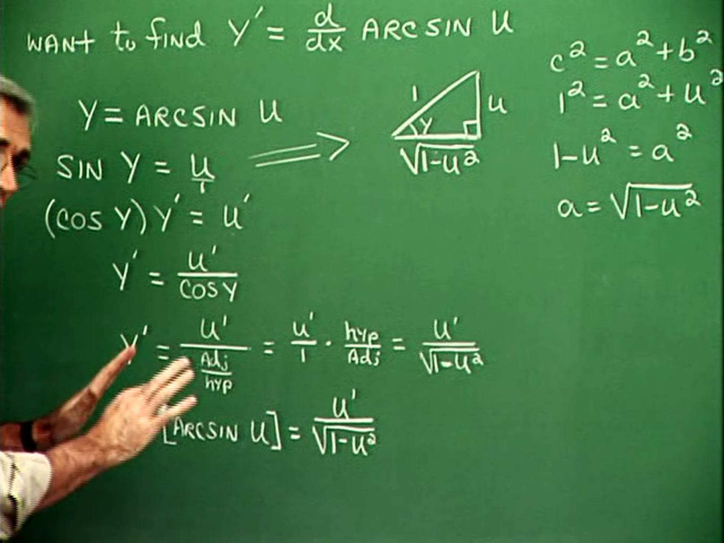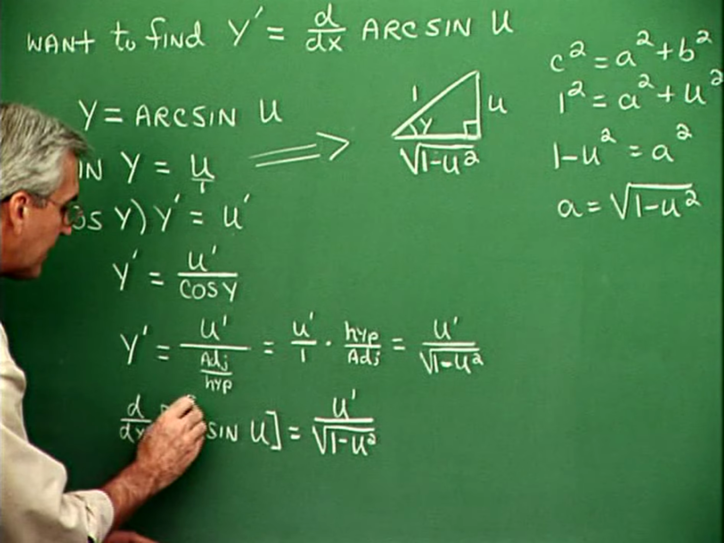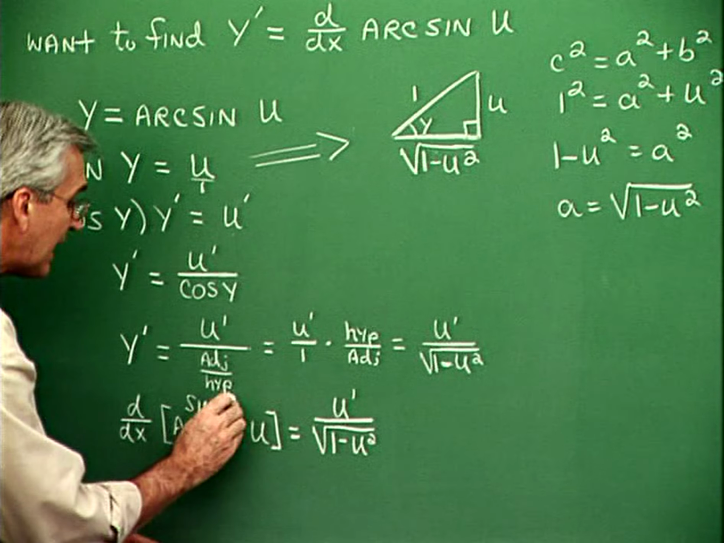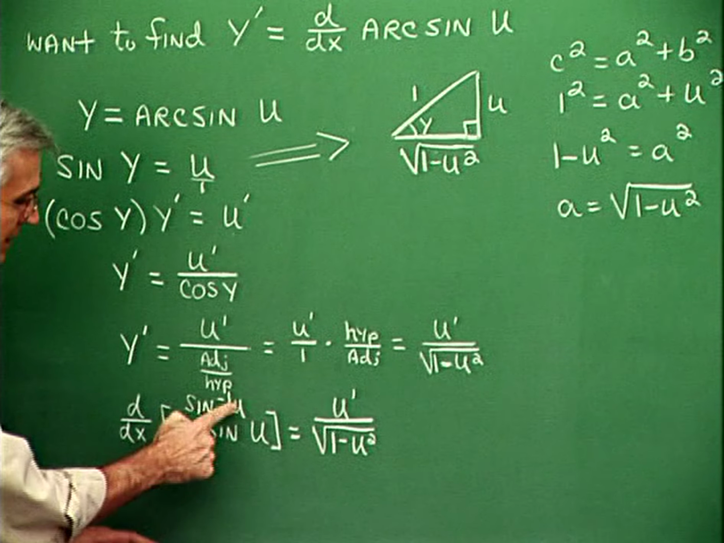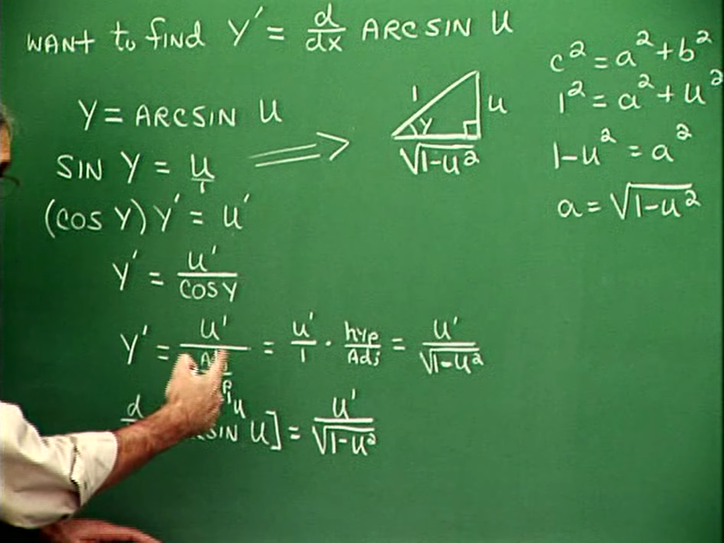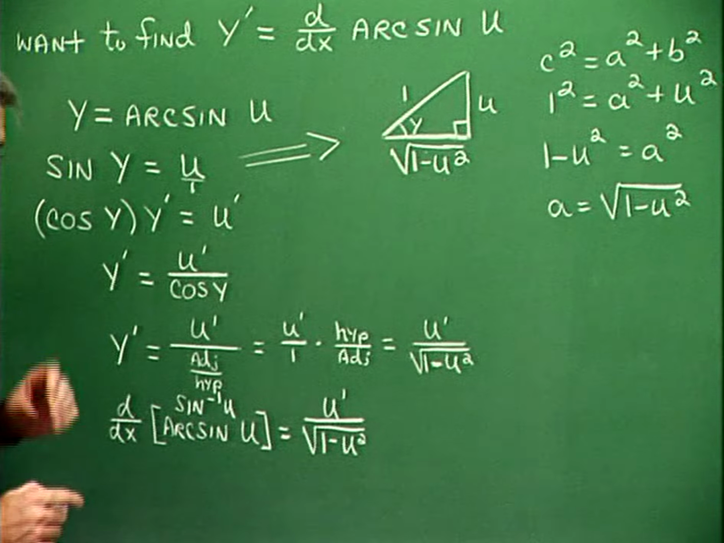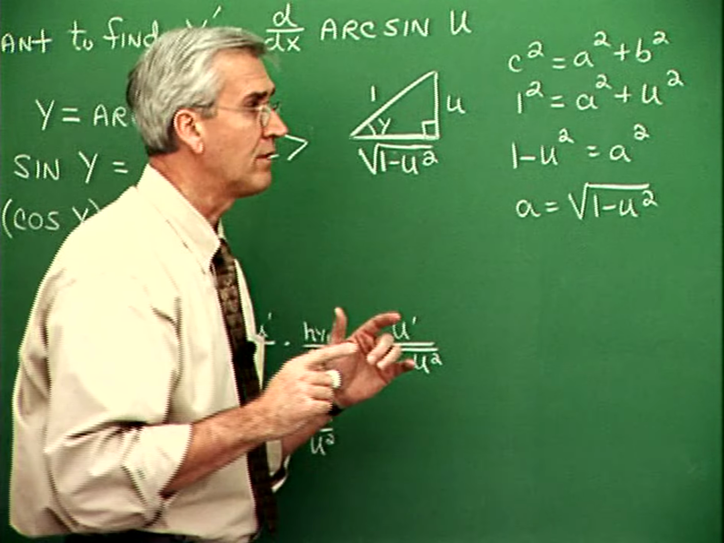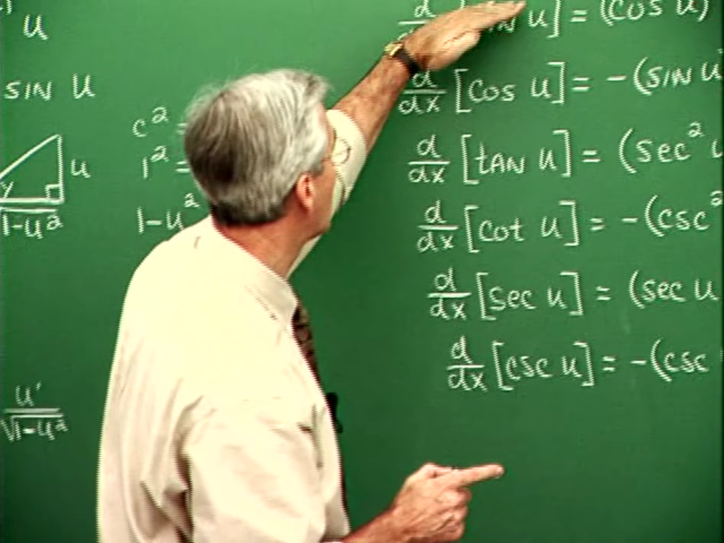Now, the other notation that can be used here is that this is sine, or the inverse sine of u. It's a little shorter to write this, and so when I write the group of them up here, I'm going to use this kind of notation. Okay. When we talked about derivatives of trigonometric functions before, we came up with this list.